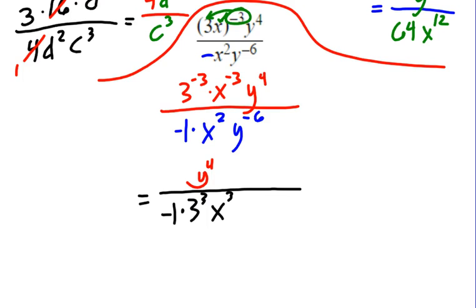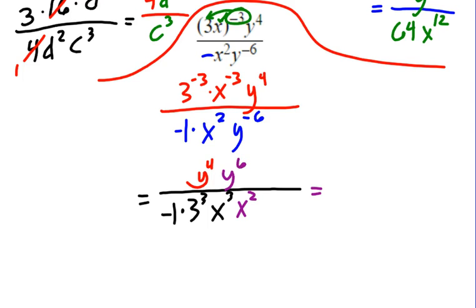In the bottom, the negative 1, that's just negative 1. It doesn't go anywhere. That's not a negative exponent. X squared, that's a positive exponent that stays on the bottom. The y, though, has a negative exponent. It's going to get moved, so it's up on the top.